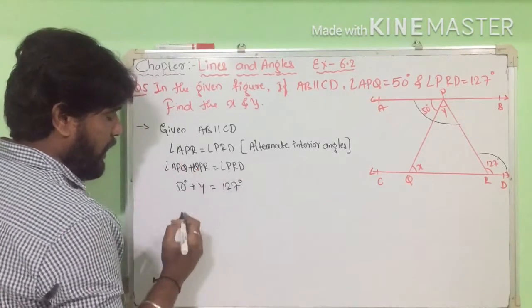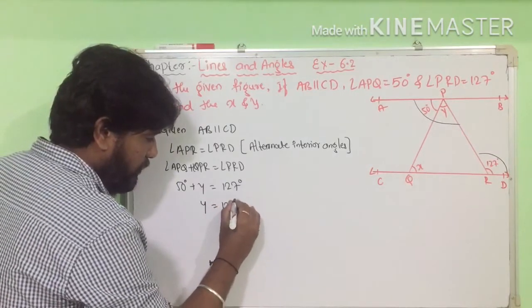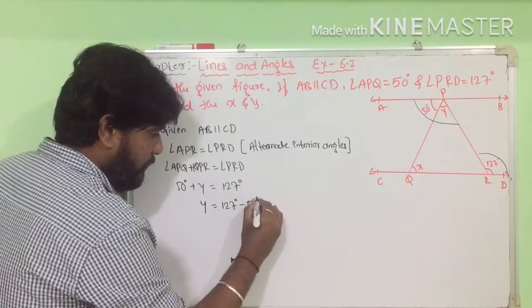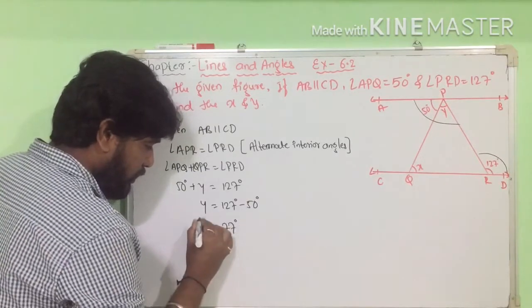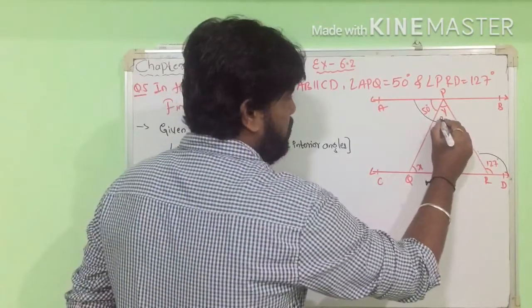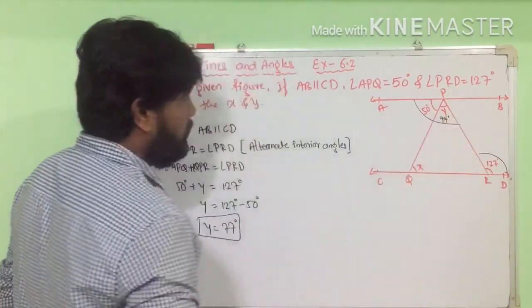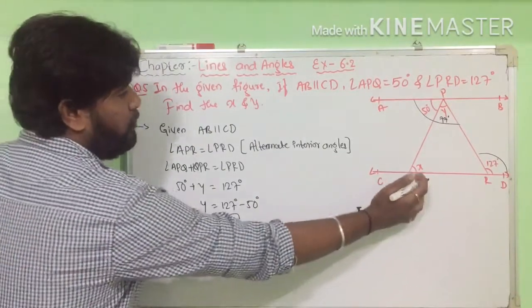So 50 comes to the RHS side, it becomes a minus. So Y is equal to 127 degrees minus 50 degrees. Then Y is equal to 77 degrees, right? So here we found Y is 77 degrees. So now we want to find angle X. So the X value, right?